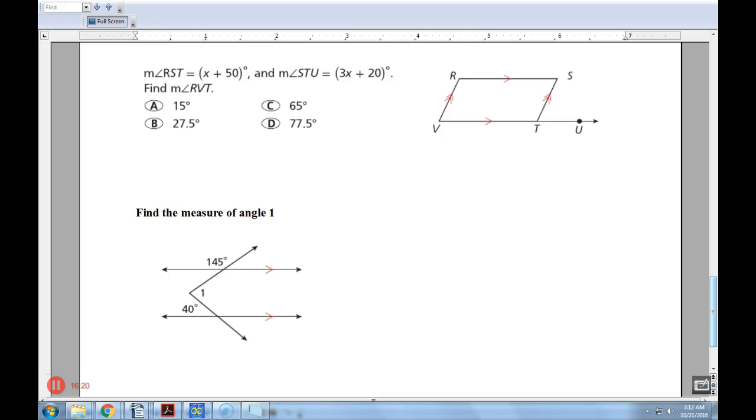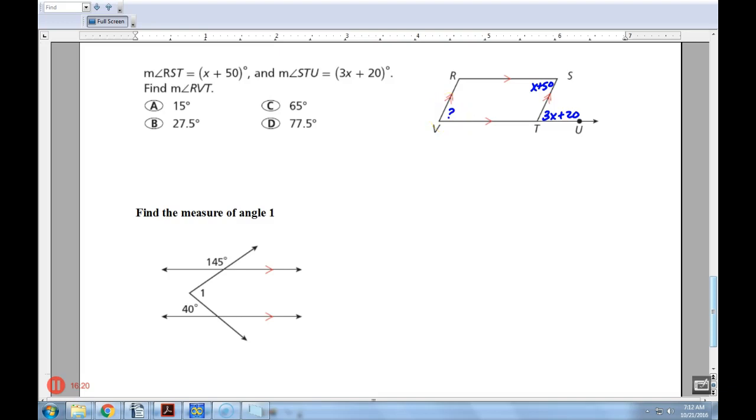So it says the measure of angle RST, which is right here, that's x plus 50, and STU is 3x plus 20. And we need to find the measure of angle RVT. So what we're really after is we want to figure out how many degrees is that angle right there.